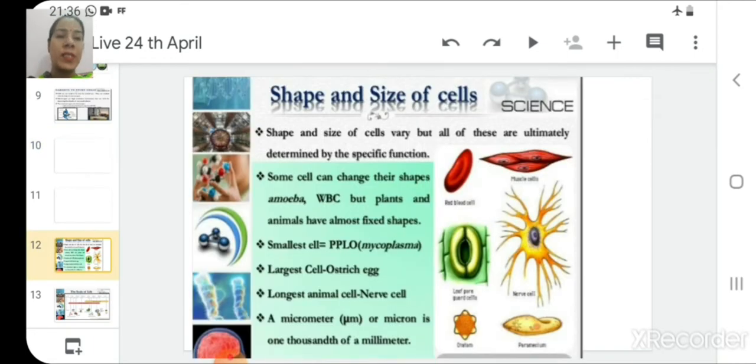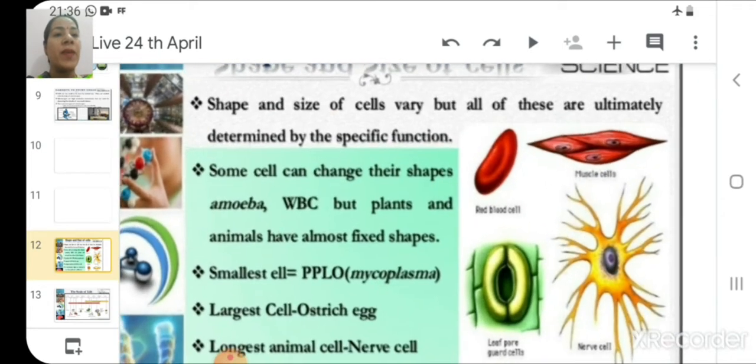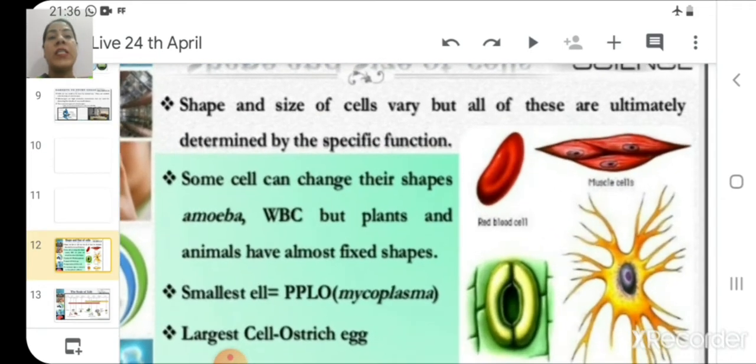Shape and size of cells. Shape and size of cells may vary, but all of these are ultimately determined by the specific function. If you see different types of cells in plants and animals, you will see that there are various types of cells. There are different types of cells in your brain, in your blood, and in your intestine. So at different places in your body, different types of cells are there. Similarly, if you see plant tissue, there also you will see different types of cells.